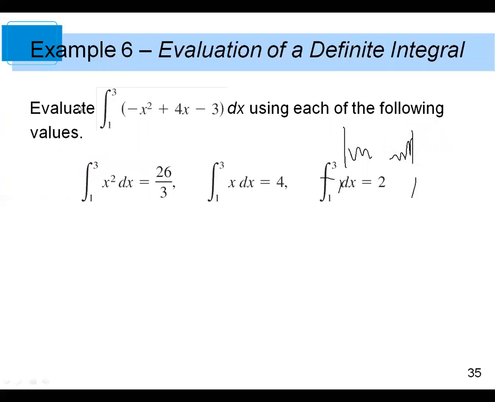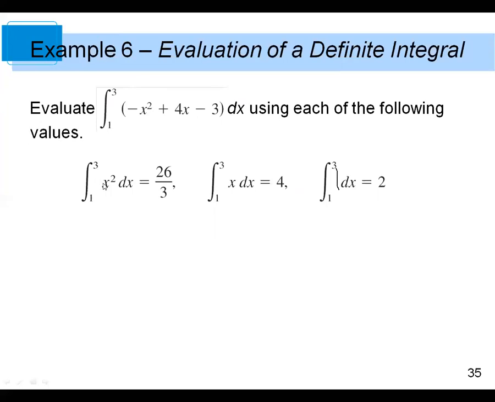Evaluate the integral from 1 to 3 of this function using each of the following values. They're telling you that the integral of x squared is 26/3, the integral of x is 4, and the integral of, if there's nothing in there, it's understood to be 1, is 2.